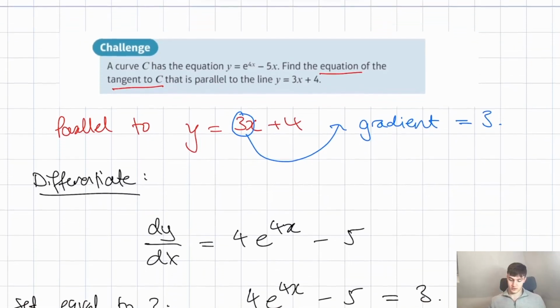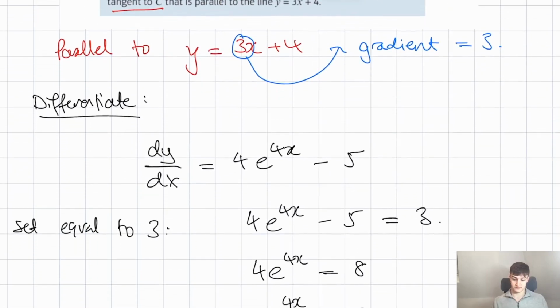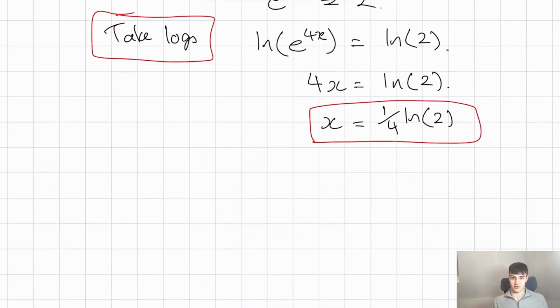So if we're going to work out the equation of the tangent there, we're going to need to know another point. We need to know what the y value is. Well, that's easy enough to do because we have the equation of the curve, so we can work out the y value.